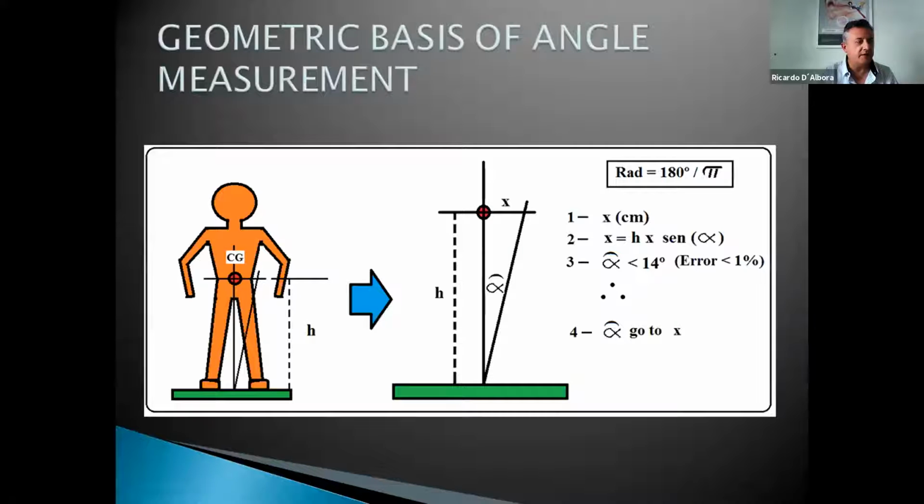What is the new paradigm based on? It is based on the fact that the displacement of the X here from the CG is similar to the alpha angle, where alpha is less than 14 degrees. This mathematical relationship has an error of less than 1%. The area measured in degrees is proportional to the radians, which is the normal measure for the angular area.